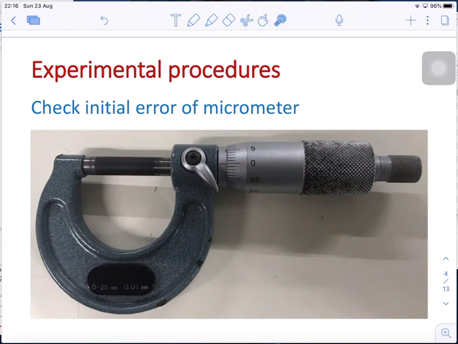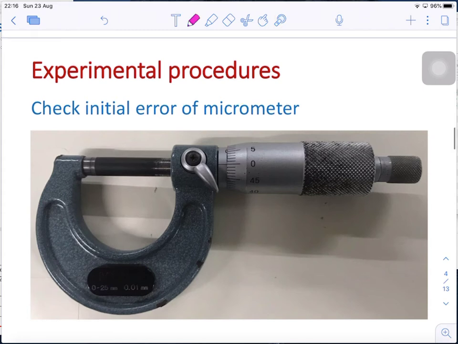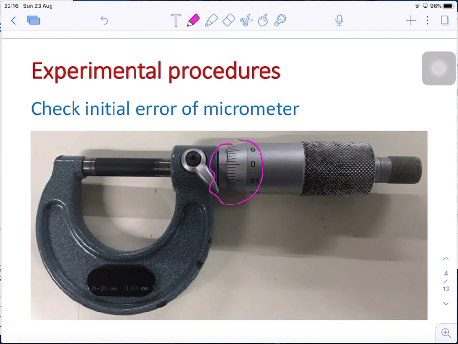Okay, first we need to check the initial error of the diameter as we learned in lab number 1. So from this figure you can measure the initial error of the micrometer. Okay, and then record it in your data sheet.